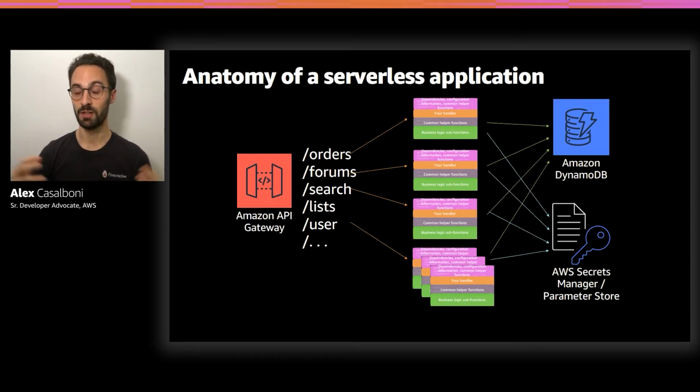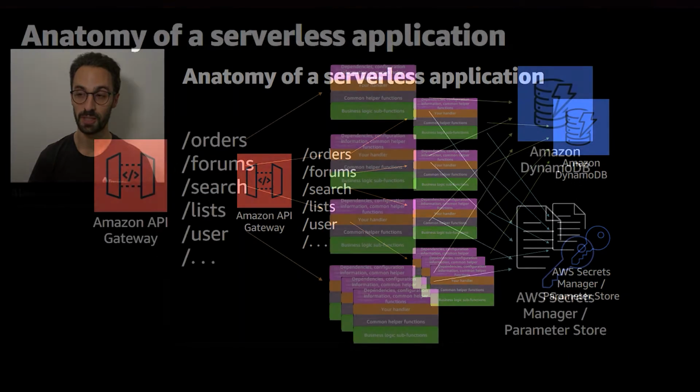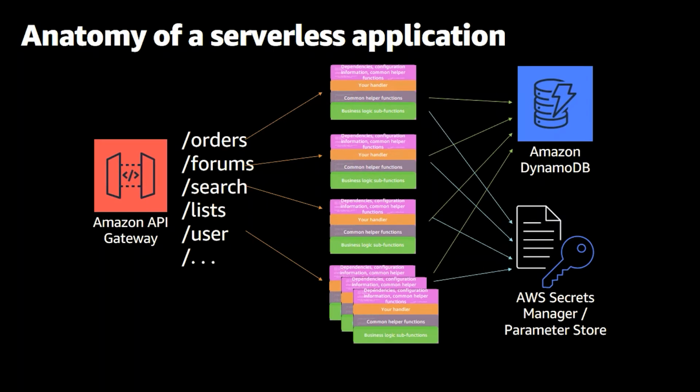But then a serverless application is actually composed of multiple Lambda functions, right? Each one with its own configuration phase, initialization, handler, helpers, and business logic. If there is something that you can share across all these functions, you can use the Lambda layers.